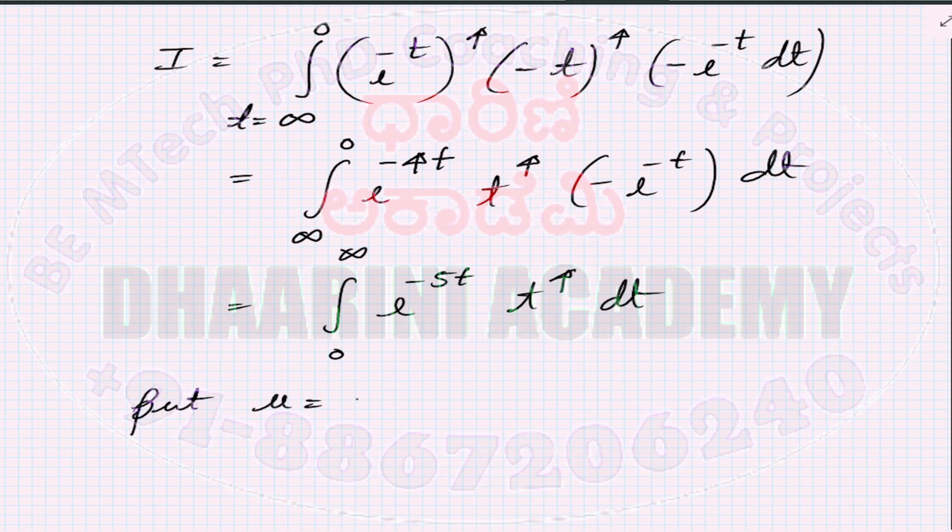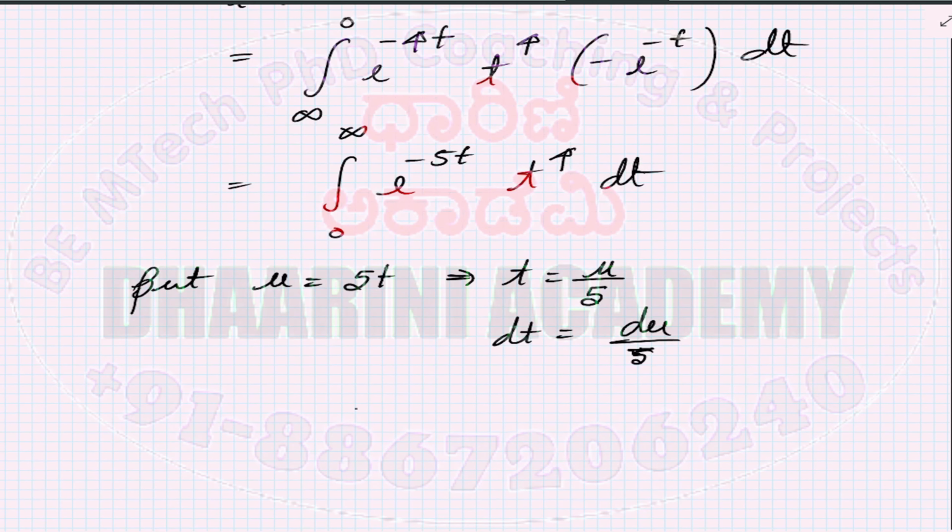Put u equal to 5t. This means t is equal to u by 5, which means I have dt to substitute, which is du by 5. Under this condition, I have to find the limit of u now, because the problem is in terms of t and I have to convert into u. So t equal to 0 implies u equals 5 into 0, so this is still 0.